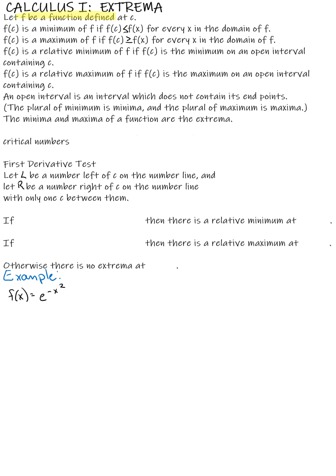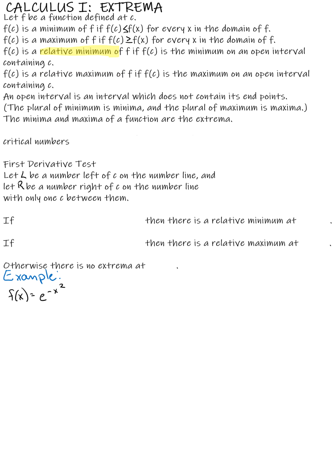If we have a function that's defined at some value c, we have a minimum at c if f of c is less than or equal to f of x for all x in the domain of f, and a maximum if we have greater than or equal to. We also have something known as a relative minimum. It's the minimum on an open interval, or a relative maximum, which is the maximum on an open interval as well. You might also hear these called local minima or local maxima.